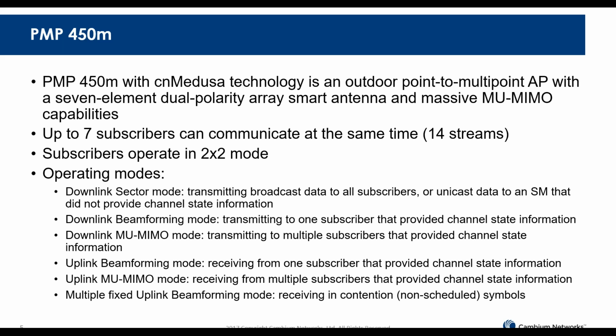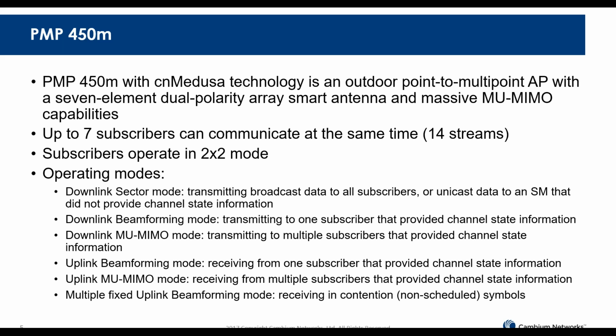The uplink MU-MIMO mode is used to receive from multiple subscribers that provided channel state information, meaning that the access point will generate multiple beams to receive from multiple subscribers. And again, it needs to know the channel between the access point and these subscribers.